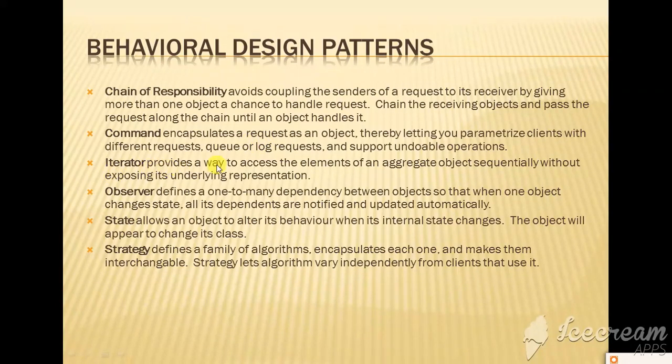So iterator provides a way to access the elements of an aggregate object sequentially without exposing its underlying representation. Next is observer, another behavioral design pattern, which defines a one-to-many dependency between objects, so that when one object changes state, all its dependents are notified and updated automatically. So this is observer. The state allows an object to alter its behavior when its internal state changes. The object will appear to change its class.